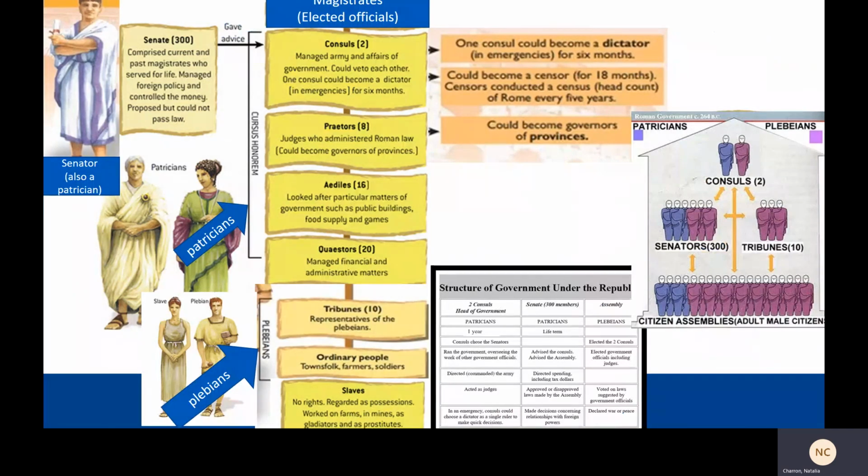Republican government was actually significantly more complicated than I've just made it out to be. There were a number of other positions in government, but the main theme is that the Senate had a ton of power. You had to be upper class to be in any position that was really powerful. And as a compromise, the assembly represented the plebeians, the townfolk, farmers, soldiers, ordinary folk.